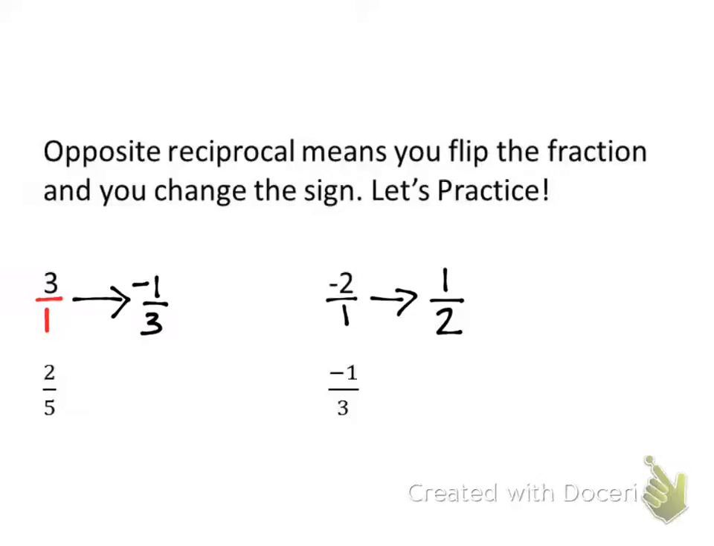All right, next one, it says 2/5. What should I do with that? It's already a fraction, so I want to flip it. That would be 5 over 2, and then what do I want to do? Make it a negative. Very good. And the last one, negative 1/3. Flip it, which would give me 3 over 1. Okay, and it was negative, so I want my answer to be positive. Good. So that's opposite reciprocal.